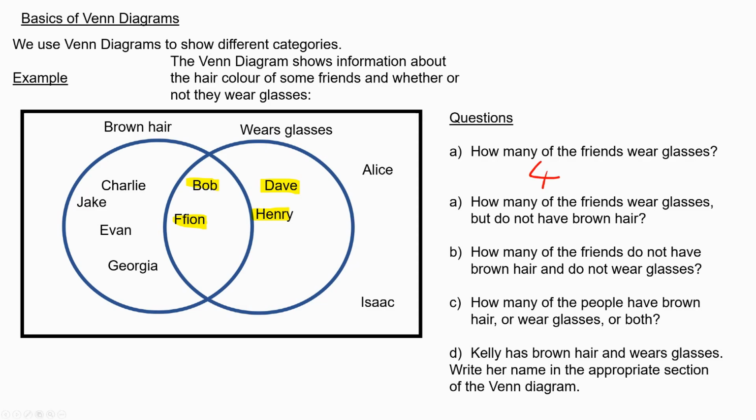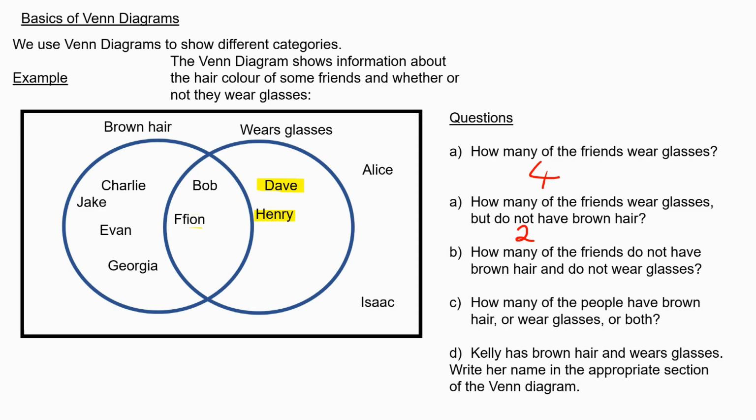For the second part, I want to work out how many of the friends wear glasses but do not have brown hair. So again, it's a specific part of the Venn diagram that I've got to look at. So I want to see how many have glasses but do not have brown hair. So that's going to be Dave and Henry, but I can't include Bob and Fionn because they're also in the brown hair circle, or set, as we should say. So I can say that 2 have glasses but do not have brown hair.